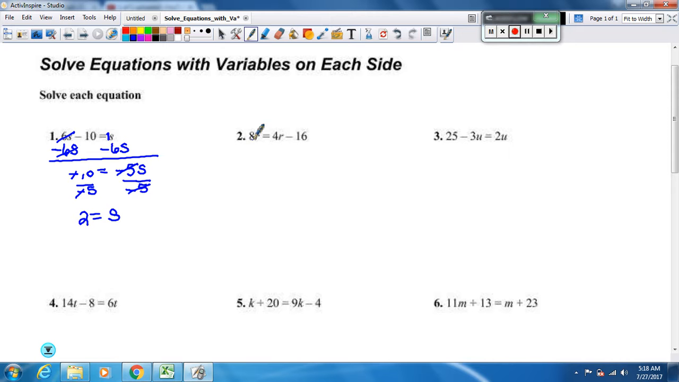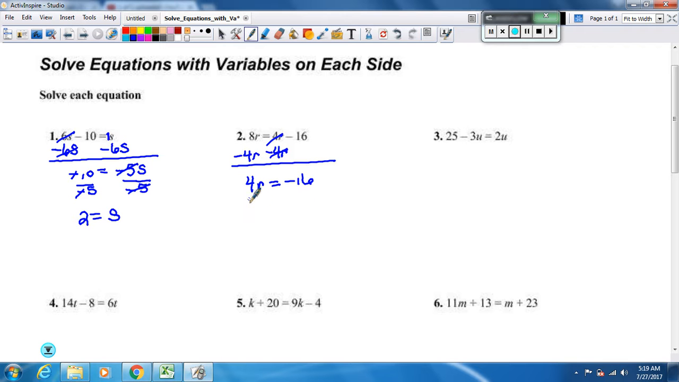Okay, on the next one, I have my r's that I need to get together. I have an 8 and a 4. The smallest one is 4, so I'm going to move it. The opposite of positive 4r is negative 4r. So I'm going to subtract 4r from both sides. Okay, 8r take away 4r is 4r. Bring down your equal. Opposites cancel. Bring down your negative 16.